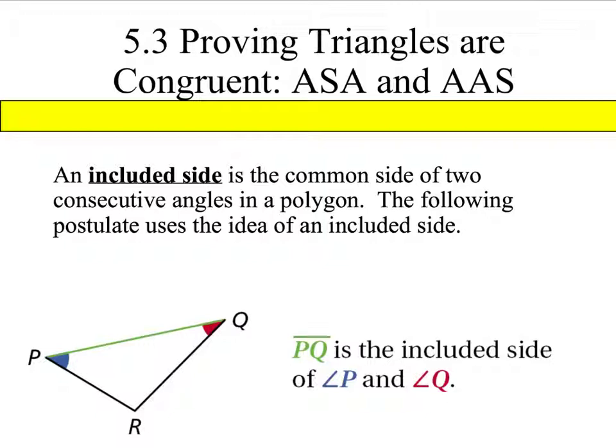Okay, you only have to write down that very first sentence. Don't worry about this second sentence here. An included side is the common side of two consecutive angles in a polygon. So if you look at this triangle, side PQ is the included side of angle P and angle Q. So that side that connects those two angles is going to be your included side. So that side that they have in common is also your included side as well.